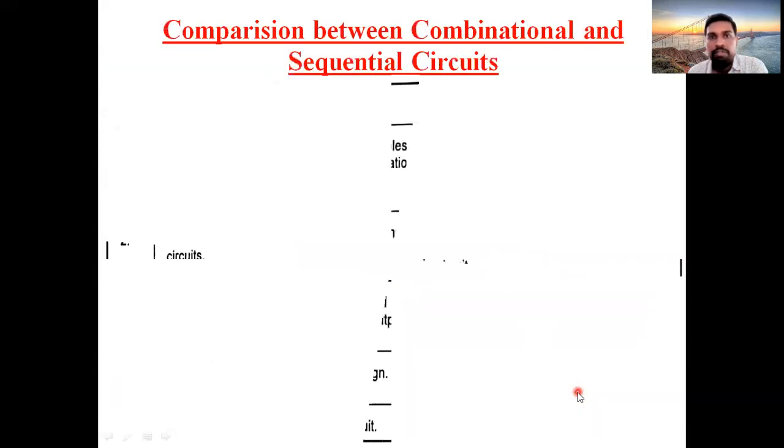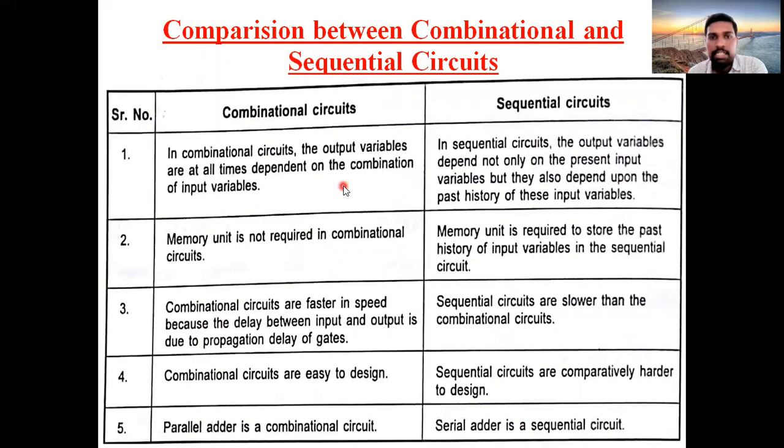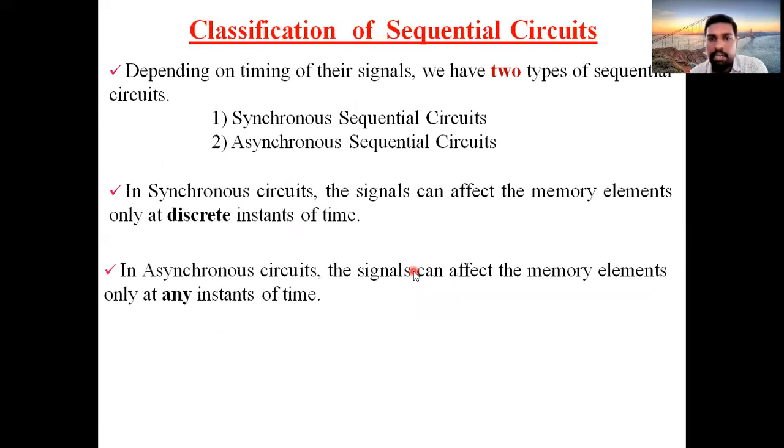Okay, so we have seen the differences. The first point is regarding the definition. The second point is regarding the memory element. The third point is regarding the speed. The fourth point is regarding the designing process. And the fifth one is the example. Okay. And then we have seen the classification like asynchronous and synchronous.